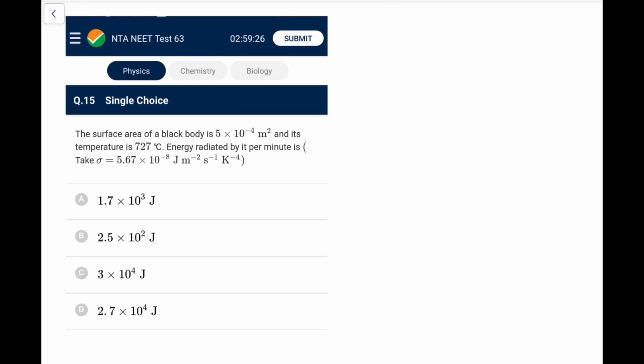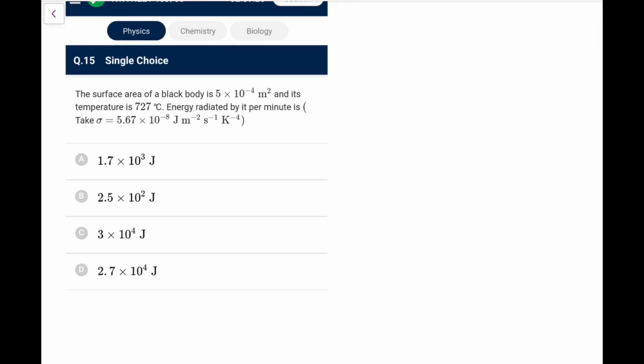Next one. The surface area of a black body is given, and its temperature is given. The energy radiated by it per minute: we know that H, the energy radiated per unit time, is sigma A T to the power 4. This is per second. So in 1 minute you have to multiply it by 60, that would be 60 seconds.